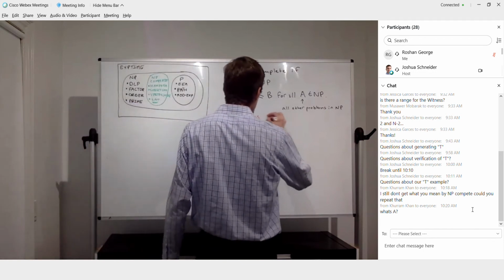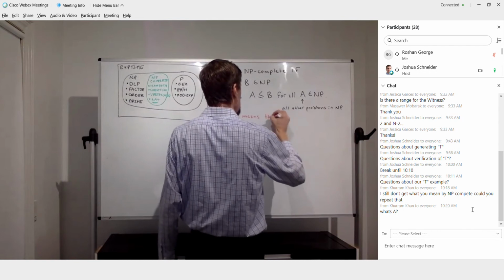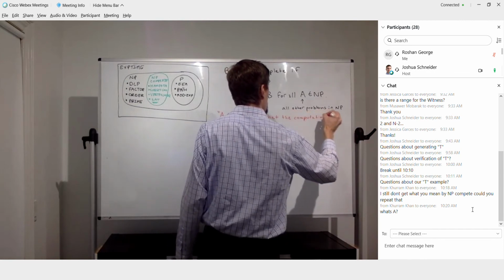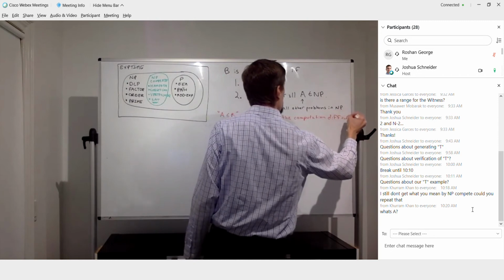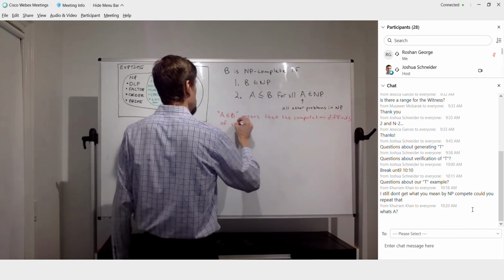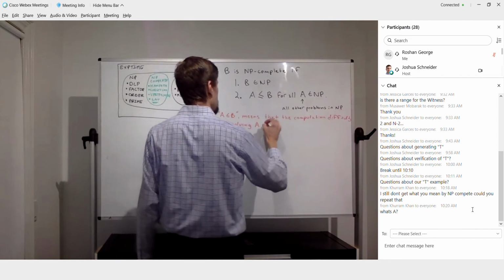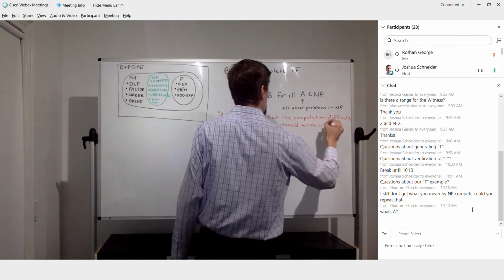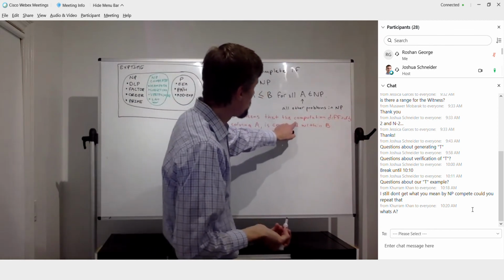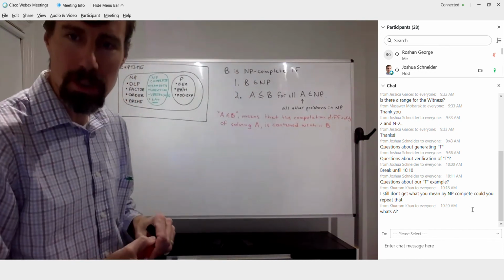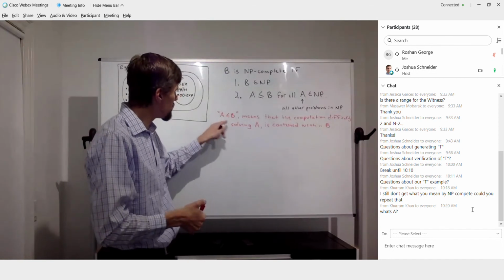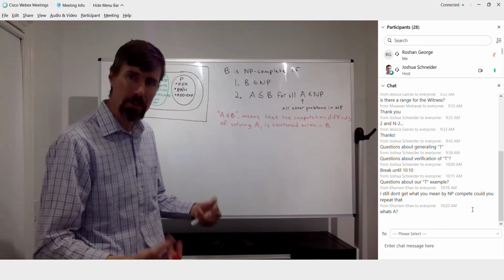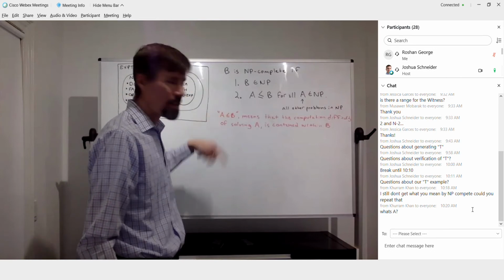So that's the idea. What this means from our point of view is that the computational difficulty of solving problem A is contained within B. When I say within B, I mean it's contained within the computational difficulty of B. If you want to get more mathematical about it, it means the time complexity of A is contained within the time complexity of B. That's what we're really getting at. So if you can solve B, A must be easier to solve than that, right?